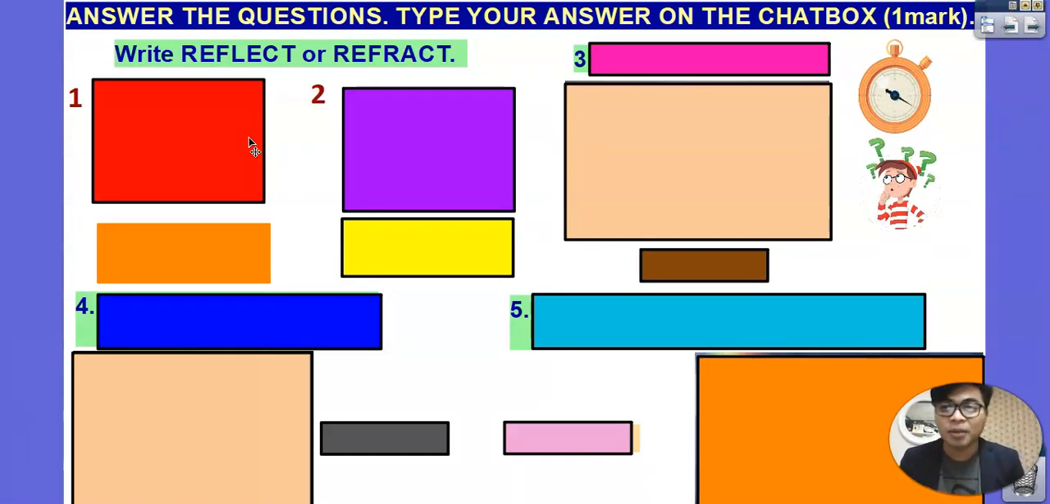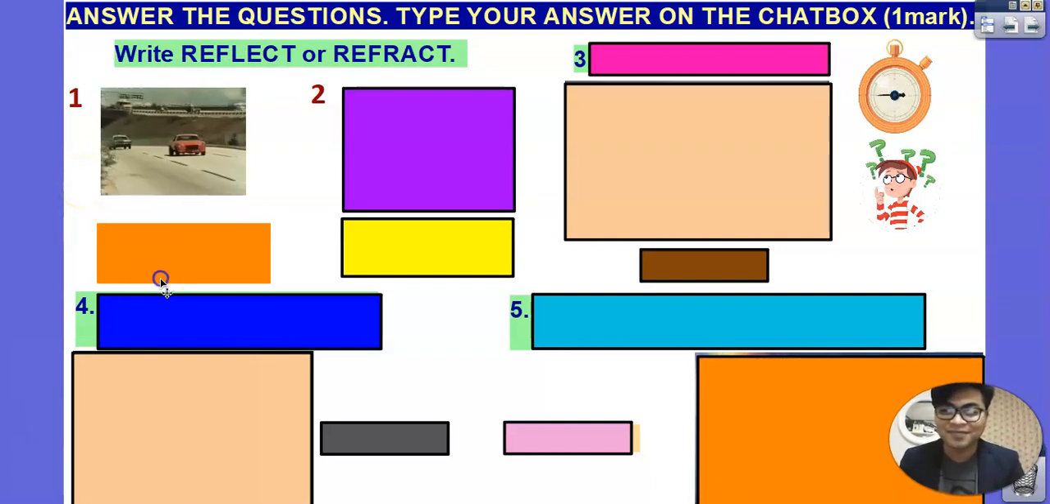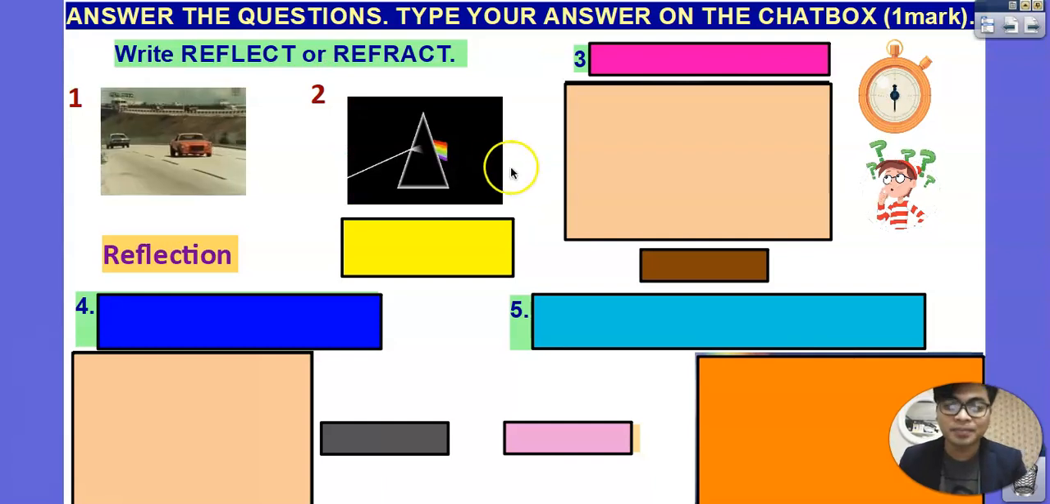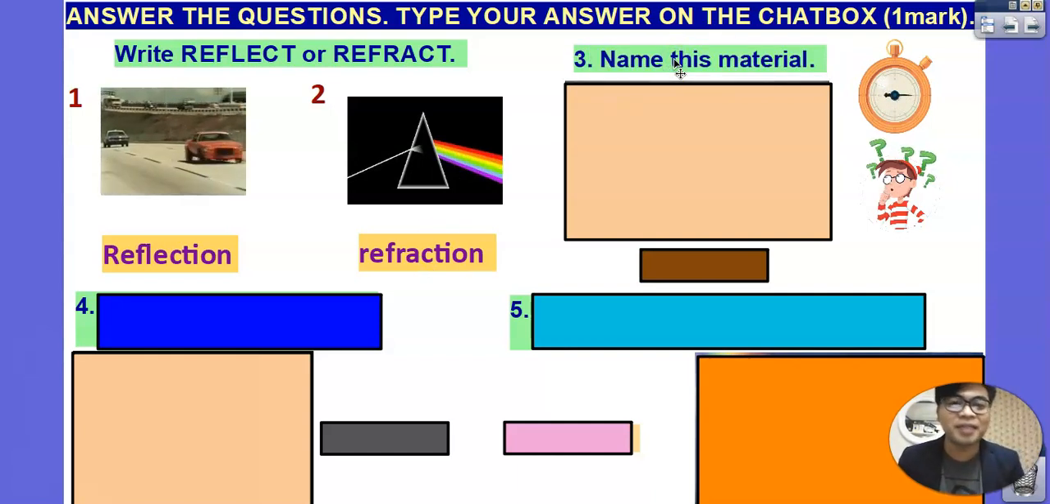So for questions number 1 and 2, write reflect or refract. Question number 1, is this a reflection or a refraction? Very good. This is definitely reflection. Let's go to question number 2. Look at what's happening here. Is this a reflection or a refraction? So it is refraction.